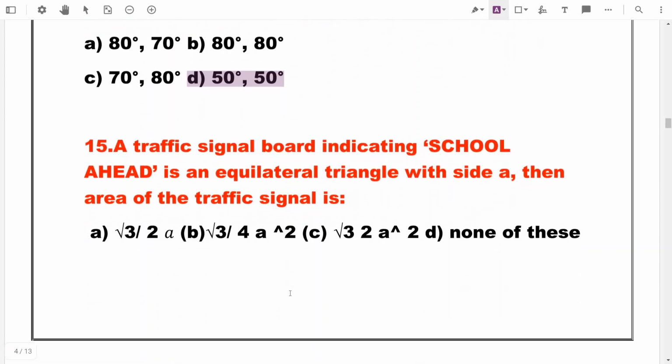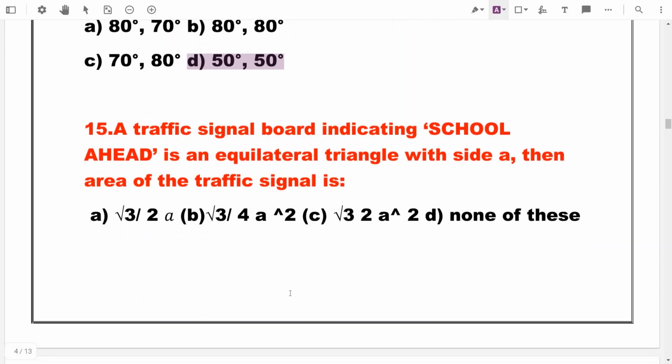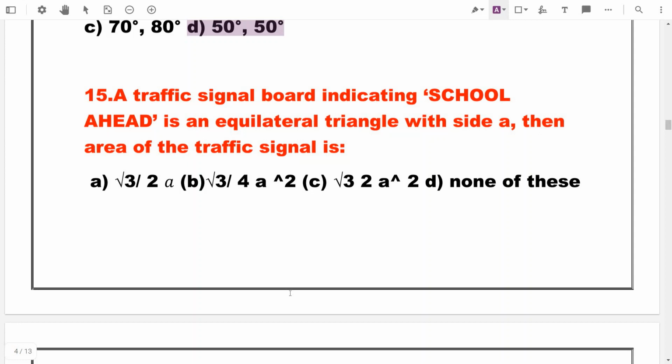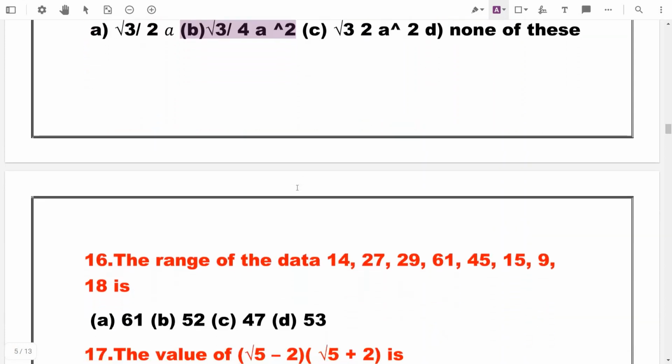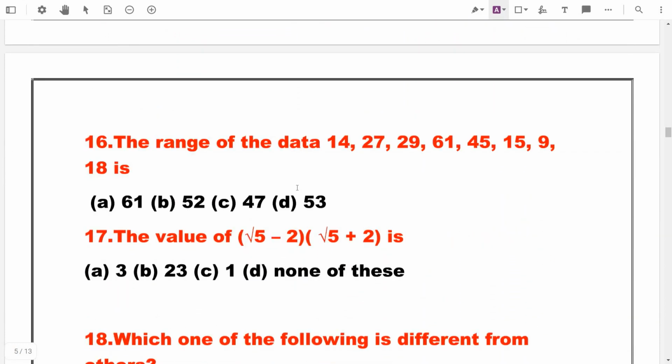15th question. A traffic signal board indicating school ahead is an equilateral triangle with side a, then area of the traffic signal is... Answer B. Root 3 by 4 a square. 16th question. The range of the data 14, 27, 29, 61, 45, 15, 9, 18 is 61, 52, 47, 53. Answer 61 minus 9, 52.